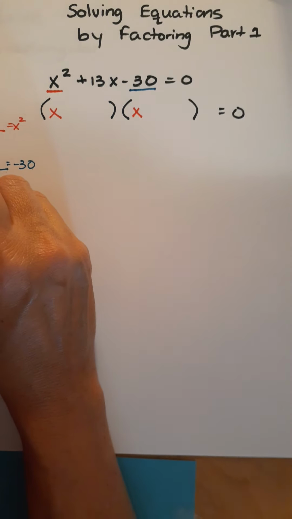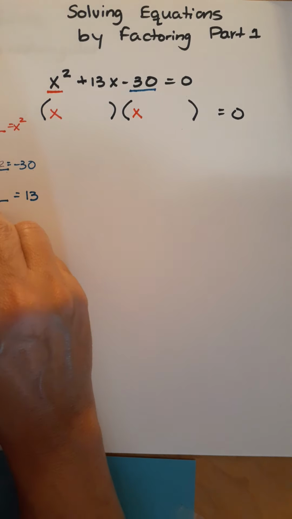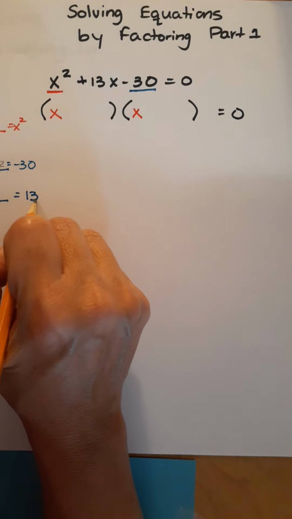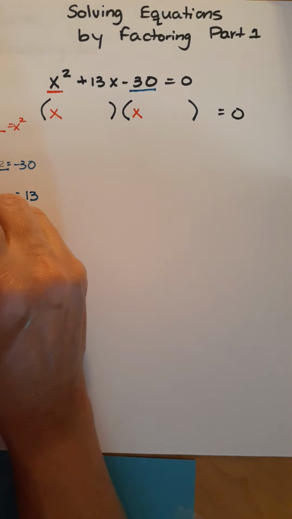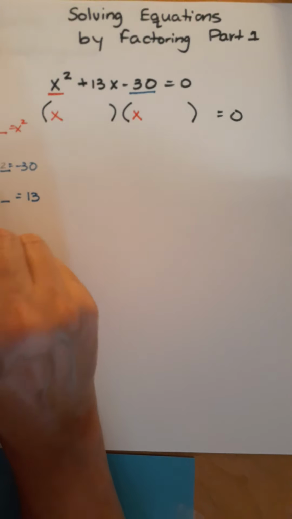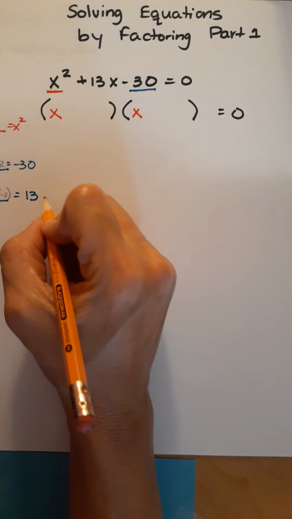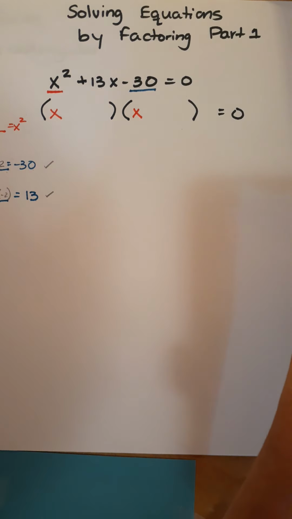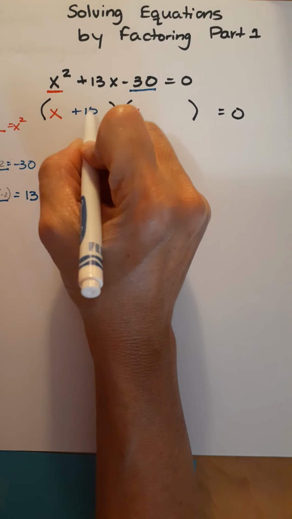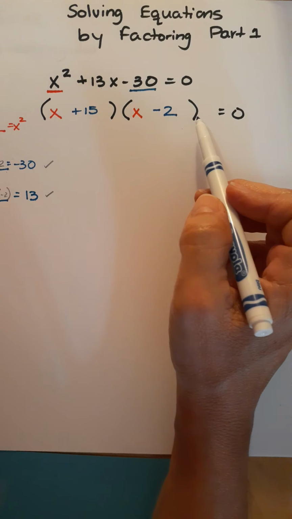Now, if we were to put negative 15 times 2, we would get negative 30. And if we were to add those two, we wouldn't get positive 13, we'd get negative 13. But that's easily remedied if we change that negative 15 to positive and that 2 to negative. Now, when we add 15 and negative 2, we get 13, which meets both requirements. And those are the answers right there. It would be x plus 15 and x minus 2. And that is this trinomial factored.